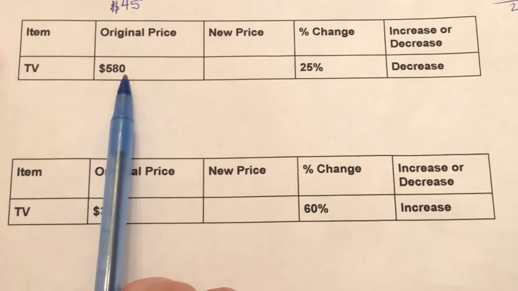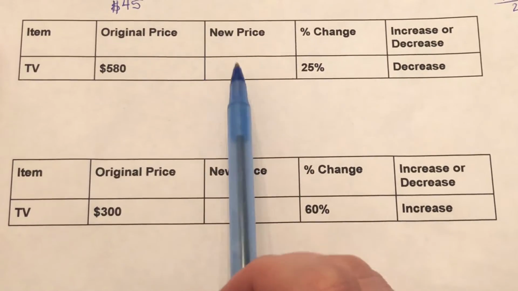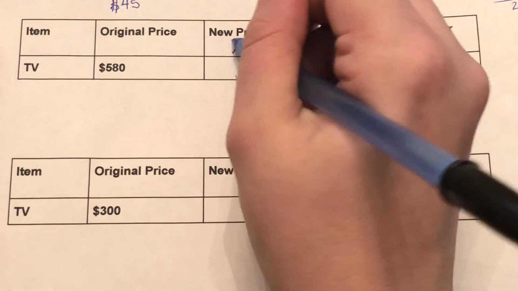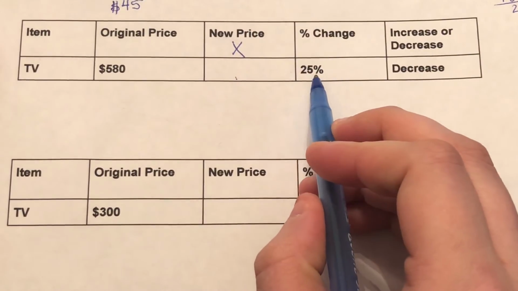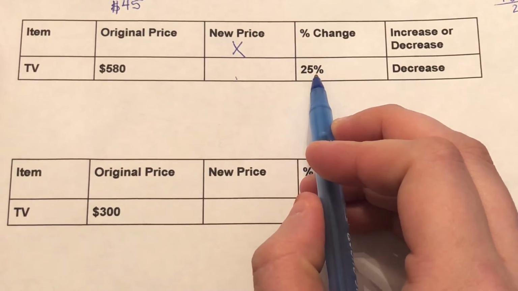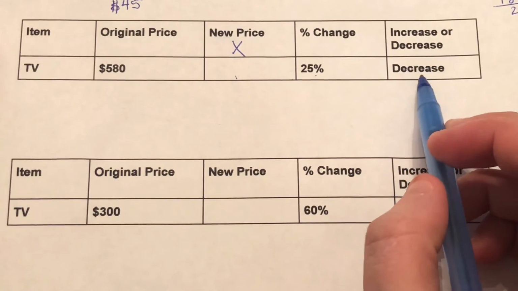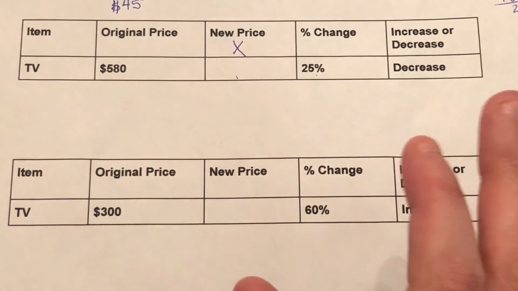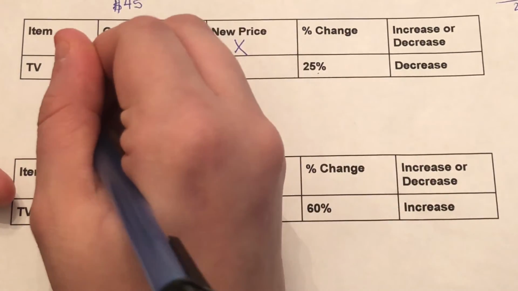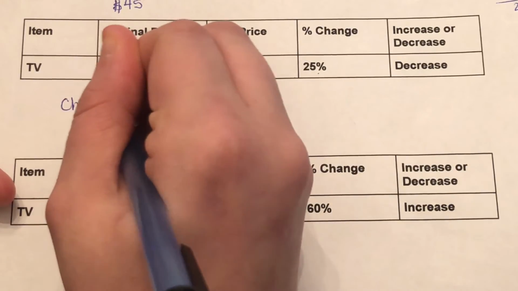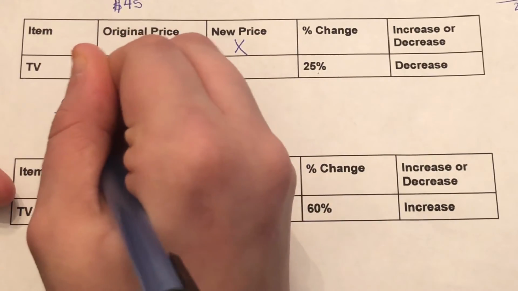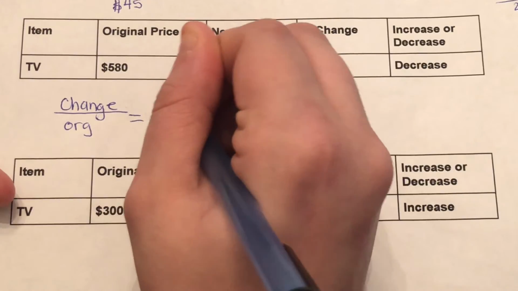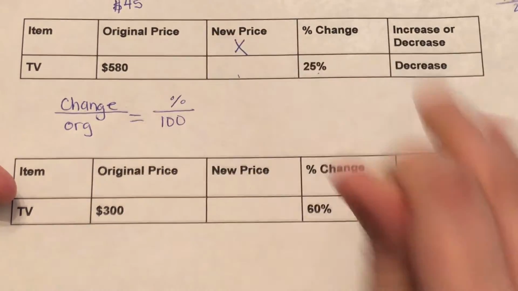My TV was originally $580. I do not know my new price, so that's my X. My percent of change is 25%, and it's an increase or decrease, so it's a decrease. So I'm going to set up my proportion. So change over my original equals percent out of 100.